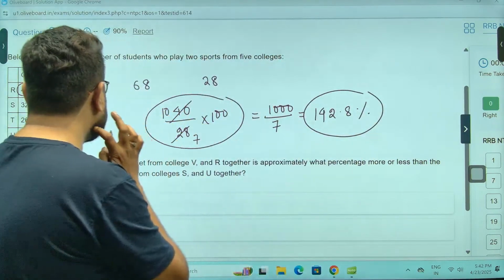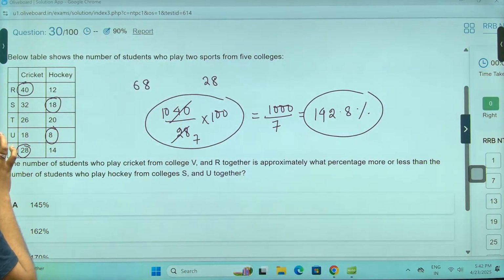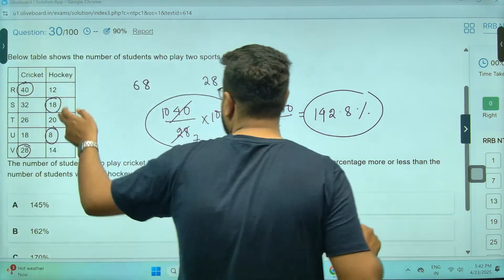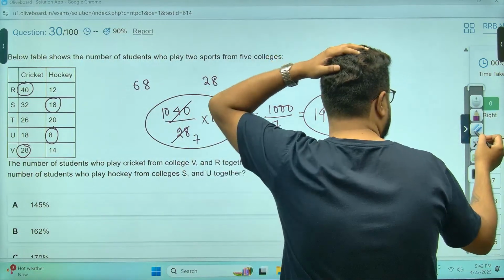यही तो होना चाहिए सर. अच्छा एक सेकंड, मैंने गलत कुछ नहीं किया ना? अरे यार गलत तो किया. 18 plus 8, I have written 28.